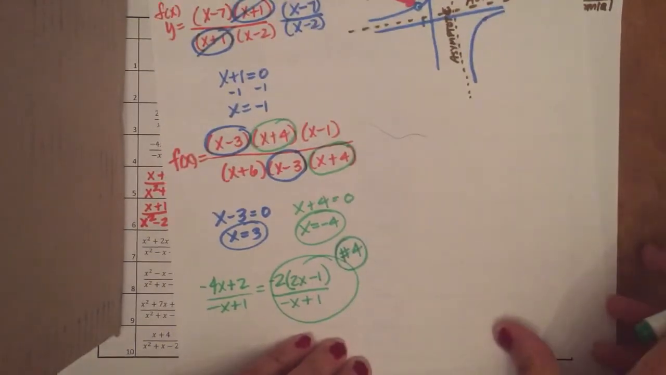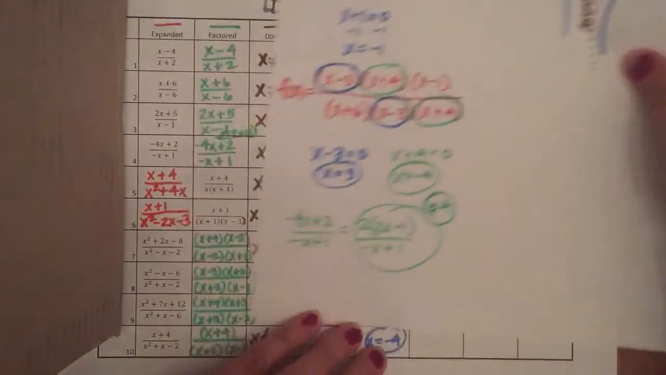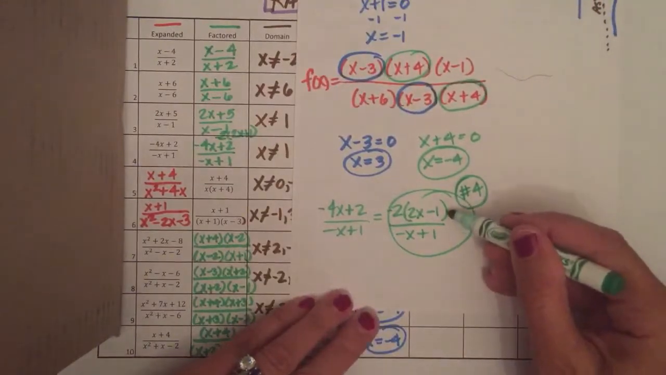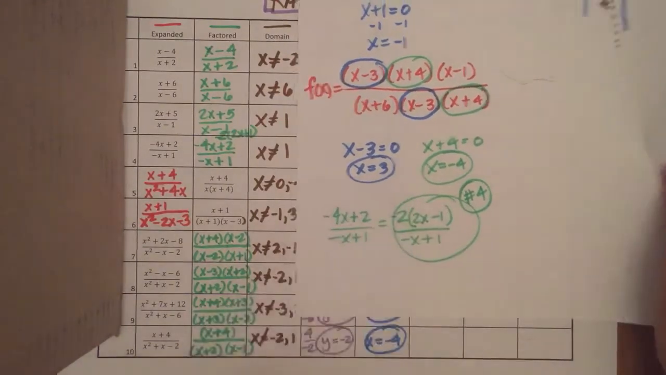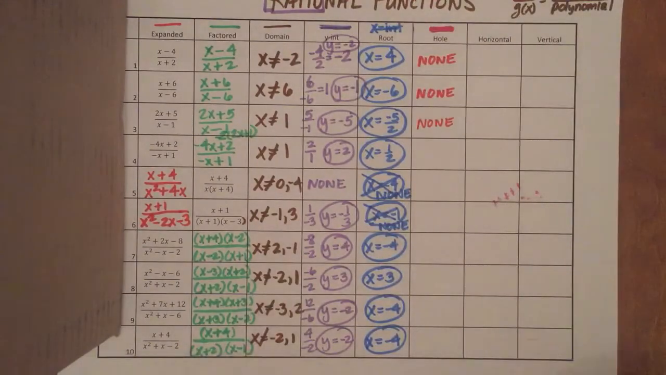And I will add that on the video. I'll make sure that that's corrected. So again, though, if you look at the factored form of number 4, I don't have a repeating factor. I don't have a factor that'll cancel. So that again means that there's no hole.